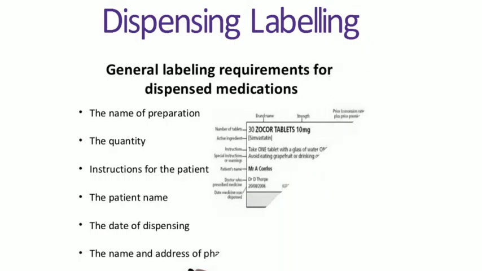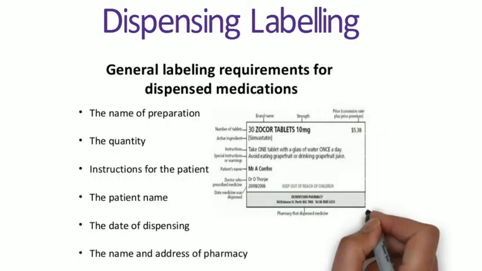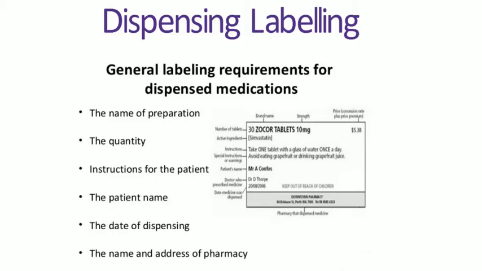Ideally, you should dispense a medicine in the original package and add the dispensing label to it. So if it's already in its original package, it will have the standard labelling, and the dispensing label will just have the details that are required against the dispensing label.